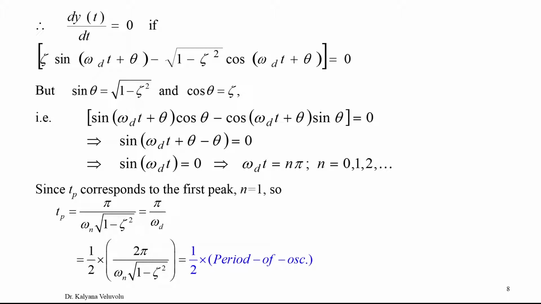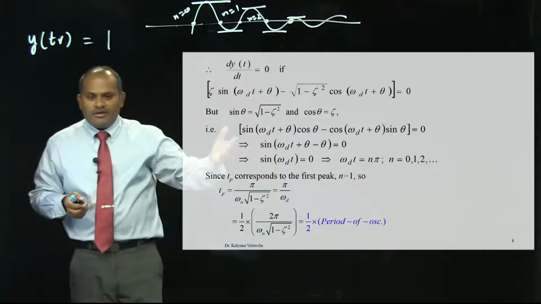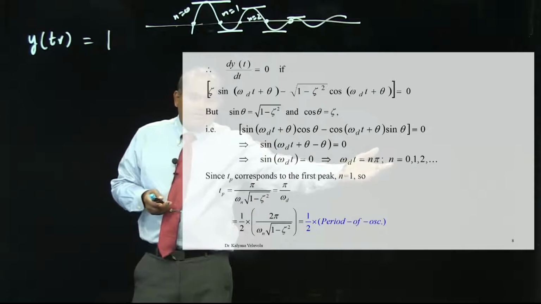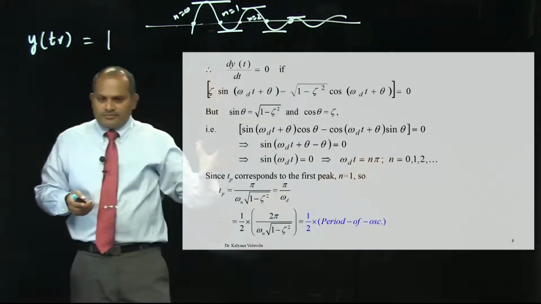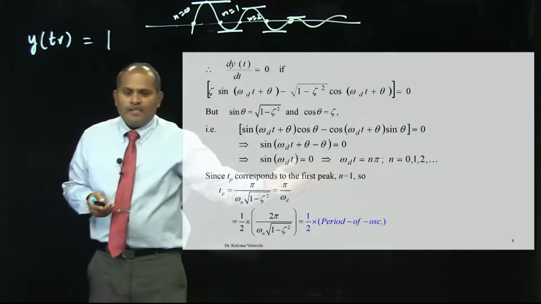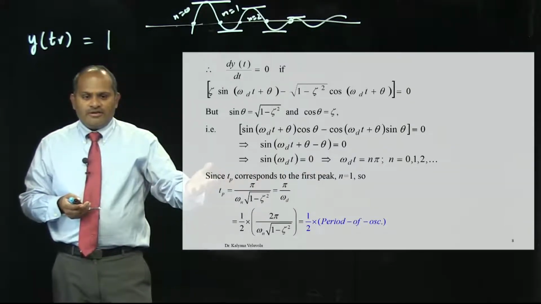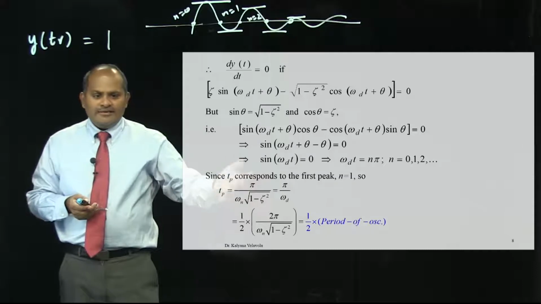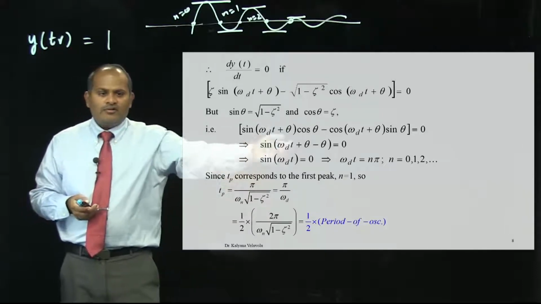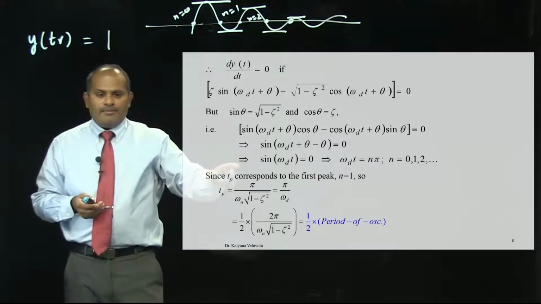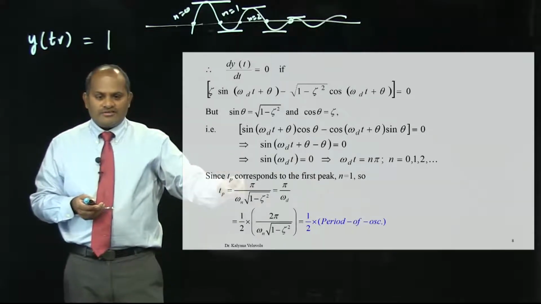So, that implies omega d t equal to n pi, n equal to 0, 1, 2, 3. So, this function can be 0 for several values. I substitute n equal to 0, 1, 2, but the correct peak corresponds to n equal to 1. So, choose n equal to 1 and then your Tp value. Tp is equal to pi by omega d, from the expression omega d t equal to n pi. With n equal to 1, Tp will be pi by omega n into square root of 1 minus eta square.